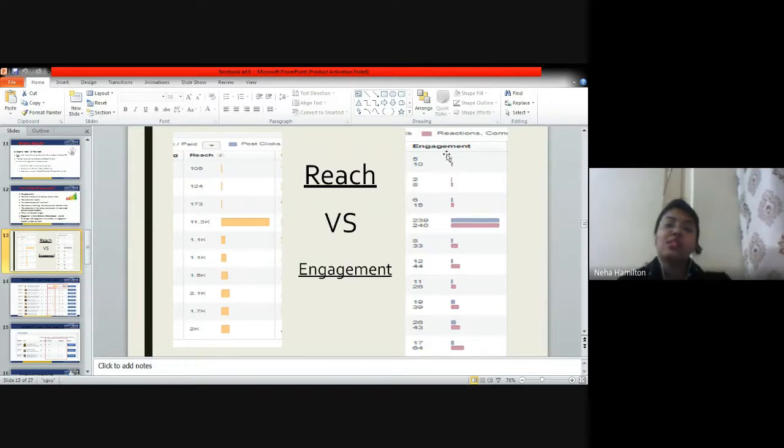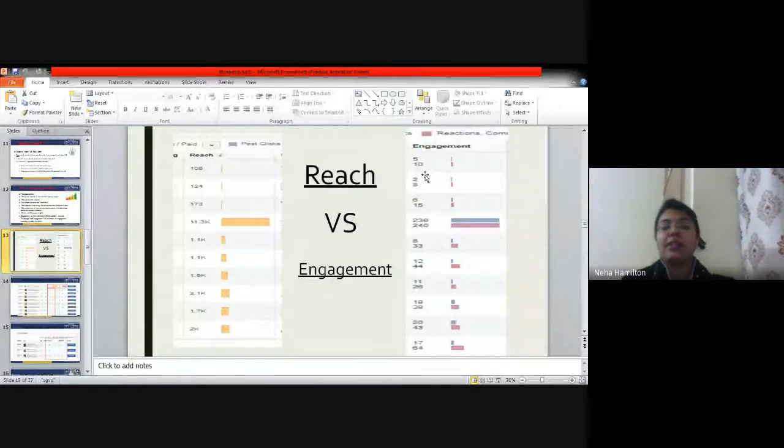So this is basically engagement. Okay, 510. That means out of 105 people, only 5 people have written comments on it, and 10 people have shown a reaction to that post. Right? So this is called engagement. It is very important to understand that engagement should always be high, irrespective of reach. You should always have a goal to improve the engagement of people on a particular post.